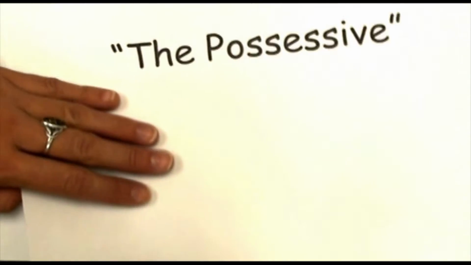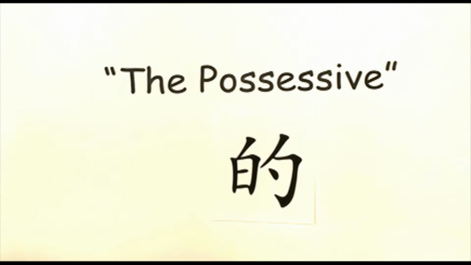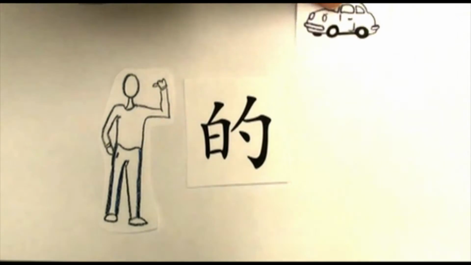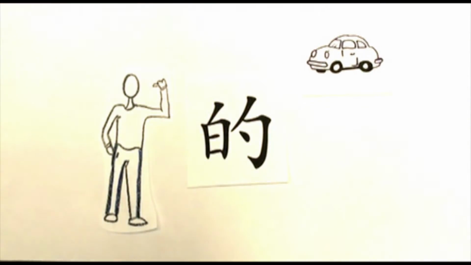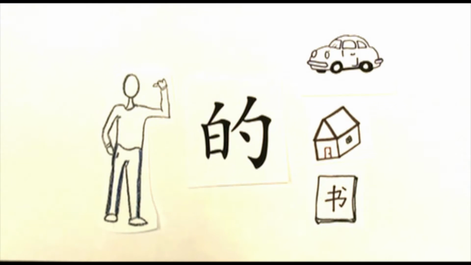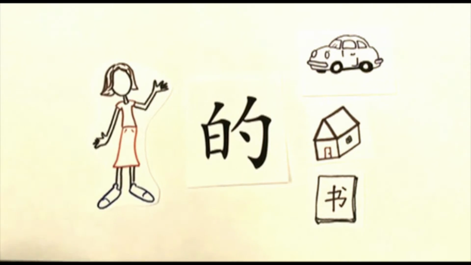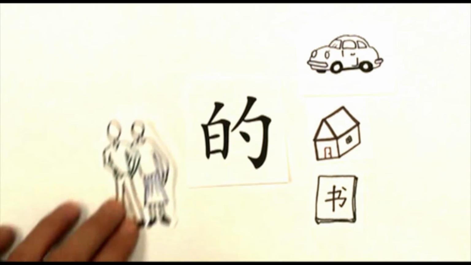First, we're going to learn to use the possessive de particle. Possessive just means that it's used between two nouns to indicate a relationship of possessor and possession. For example, 我的车, 我的房子, 我的书, all these things belong to me. Notice that de can be used after pronouns. This gives us possessive pronouns like 我的, 你的, and 他们的.